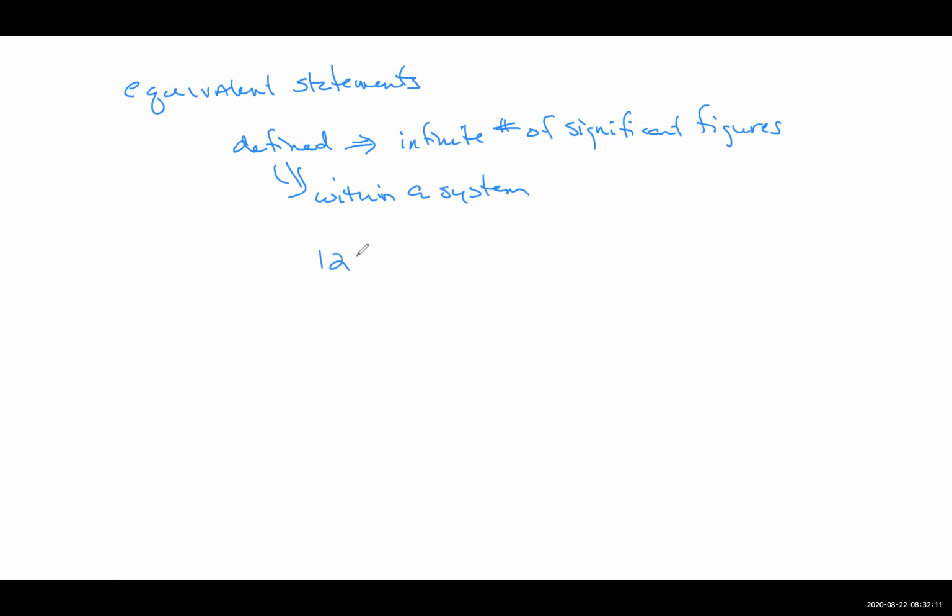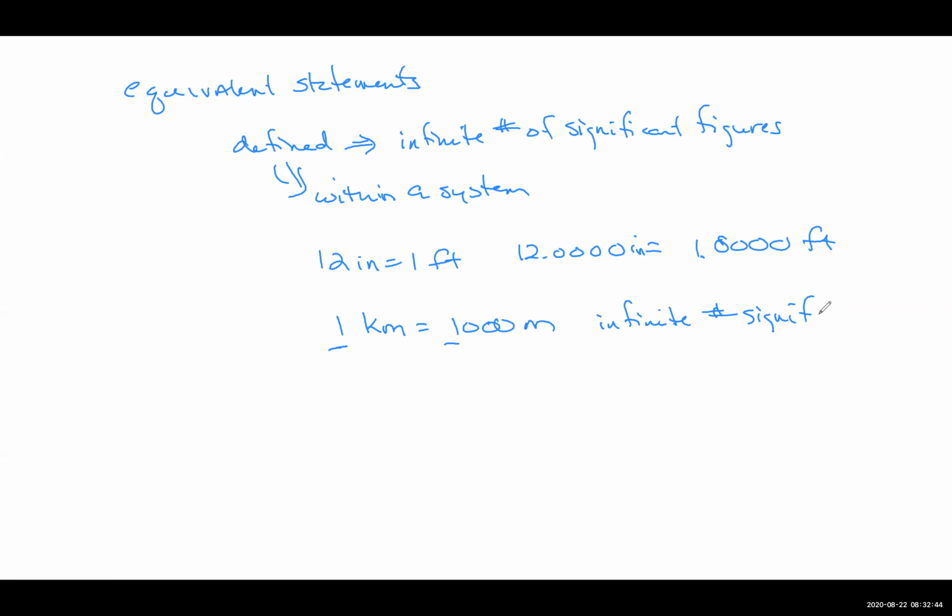So when I say that 12 inches is 1 foot, that's exactly right. I could say 12.0000 is equal to 1.0000 foot. There's no end to the number of zeros I would have in that inches. It's an infinite number. Within the metric system, if I say 1 kilometer is equal to 1,000 meters, there's an infinite number. This is not one significant figure, and this is not one significant figure. There's an infinite number of significant figures. So don't use those defined ones to limit.